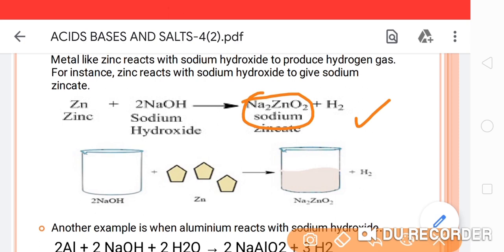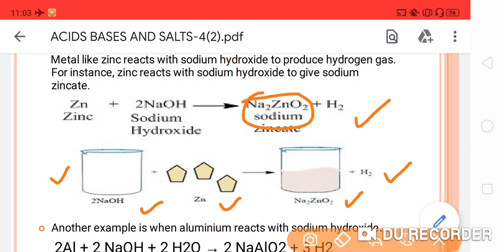So if you are in the lab, how will you conduct this activity? You need a beaker, and in this beaker you take sodium hydroxide solution, that is the aqueous solution of sodium hydroxide. When you place some granules of zinc inside this sodium hydroxide solution, it will convert into sodium zincate, that is a salt, and bubbles will evolve, and these bubbles are hydrogen gas bubbles.